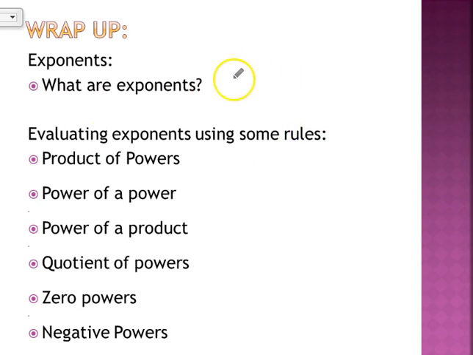All the things that we learned about today. We learned about what an exponent is and what a base is. 3 squared equals 3 times 3 equals 9. It is not 3 times 2. We learned about the product of powers, where we add our exponents together.